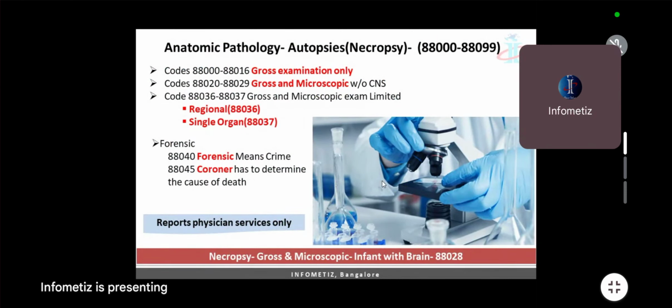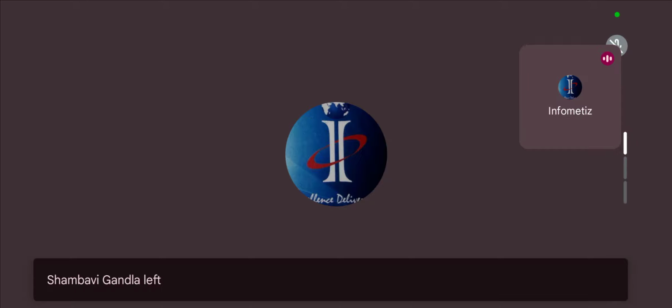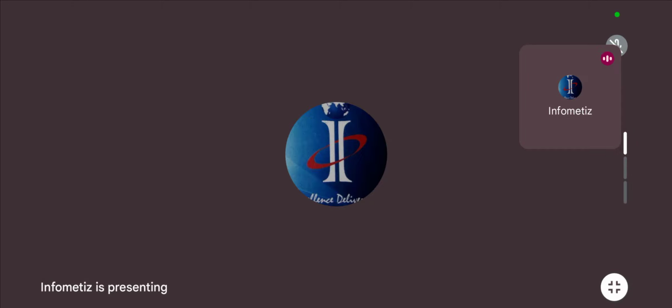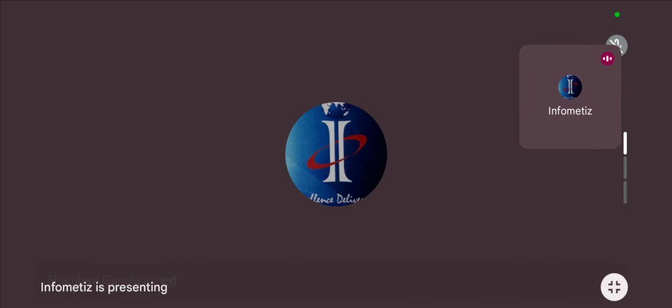Okay. This is only done by a physician. Perform a gross postmortem examination on a child. The exam includes the infant brain but does not include the infant spinal cord. Only gross. First set. Infant brain.